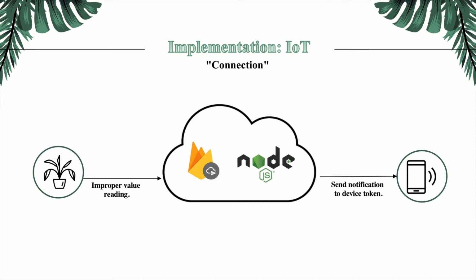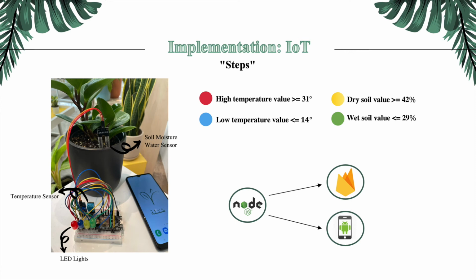We wrote the code in Node.js so that in case any field in the database has been created, written, deleted, or updated, there would be a trigger that sends a notification with the message we want by taking the device token from Flutter and writing it in the Node JavaScript code.